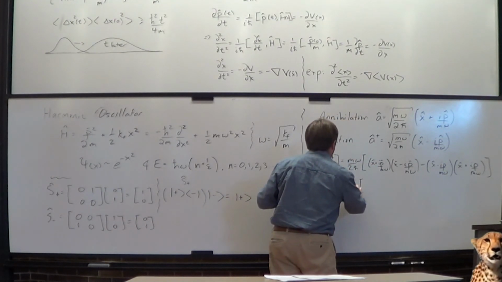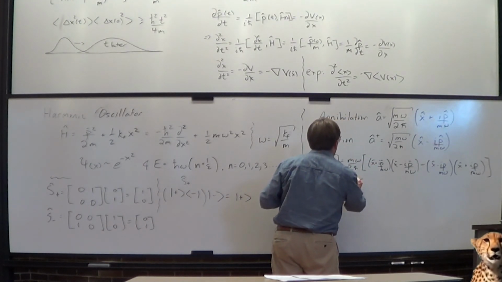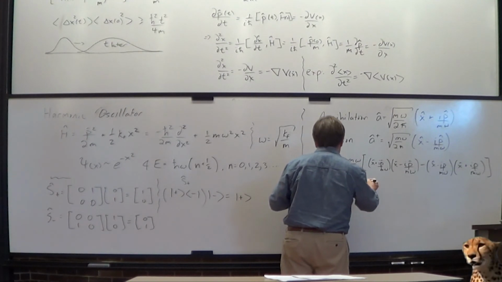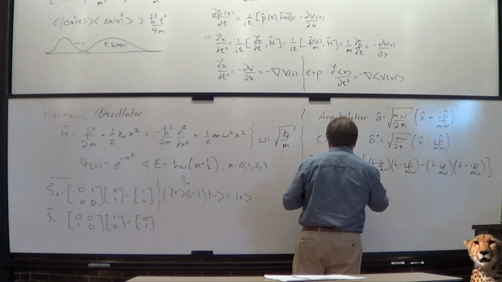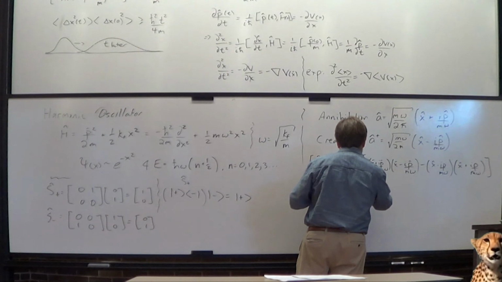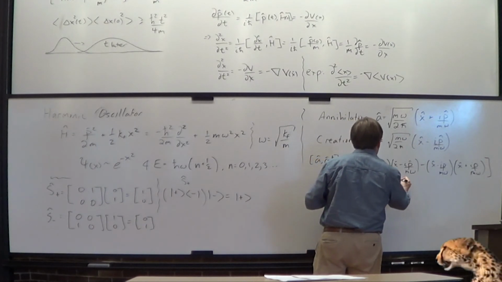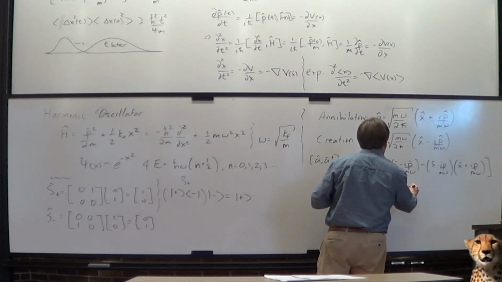Here, let me factor out a minus i. I'm going to do two sets of algebra at once. What you're going to end up with is a commutator, and then you'll actually notice that you get the same commutator again.